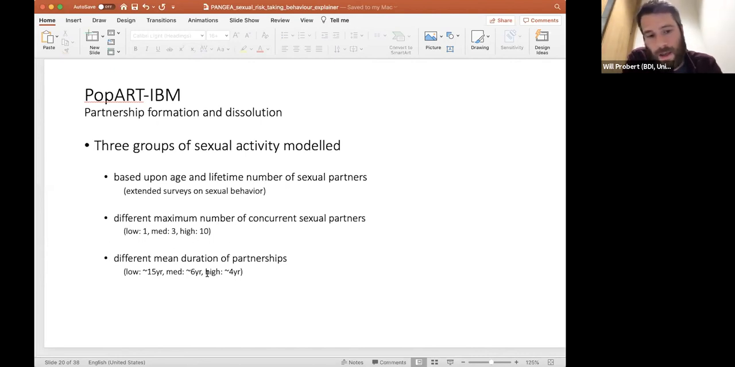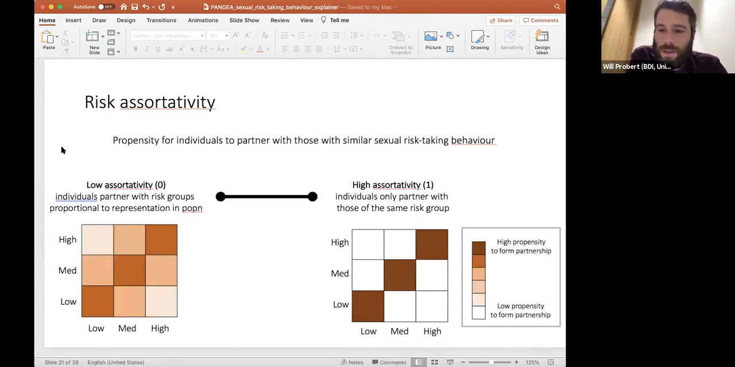And the other parameter that was varied for different risk groups was the mean duration of partnerships. So 15 years on average for low risk group, 6 years on average for the medium risk group, and 4 years on average for the high risk group. So we included a measure of risk assortativity, and this was calibrated in the model. So we allowed the inference framework to choose what this should be. And as mentioned before, this is the propensity for individuals to partner with those with similar sexual risk-taking behaviour.